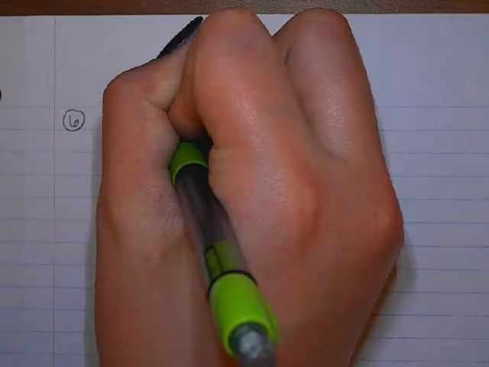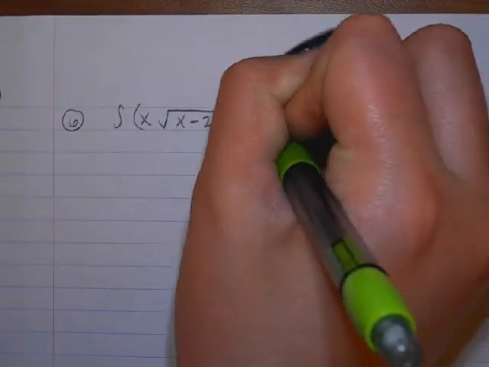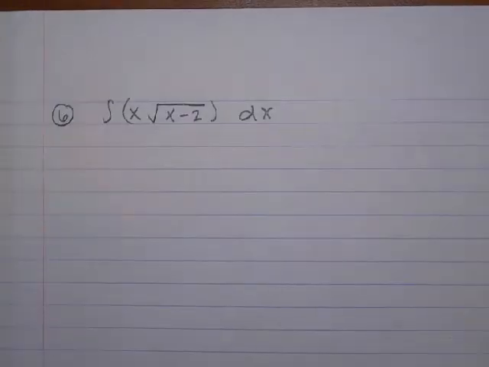This is example 6. This is just making sure you remember the funky ones. Do you guys remember the funky ones? Probably not. So we're going to integrate x times the square root of x minus 2 dx. We're just going to make sure that we can still use u substitution to do this.